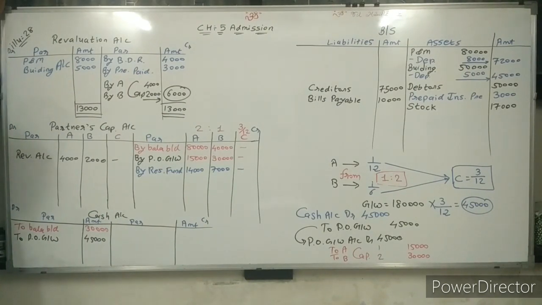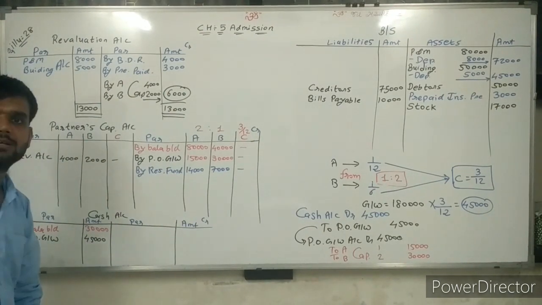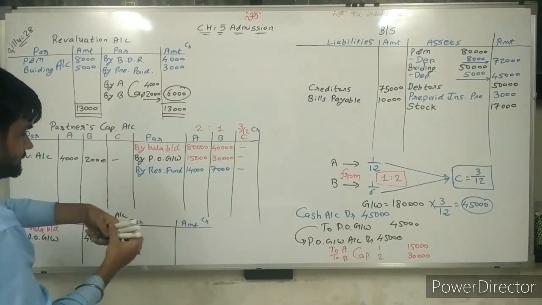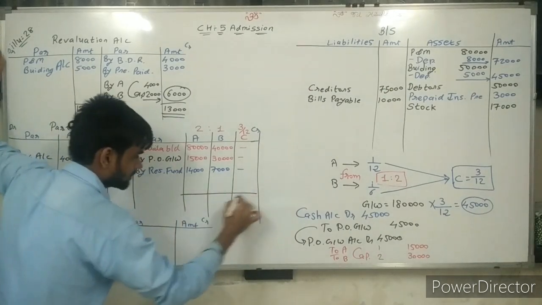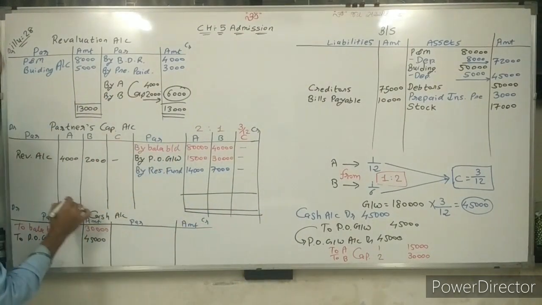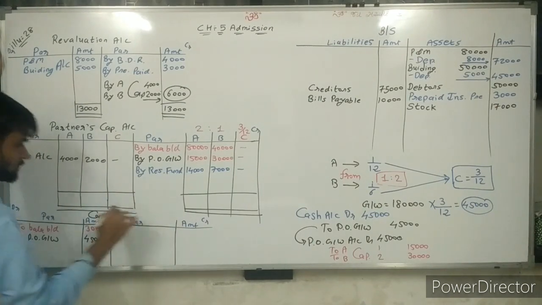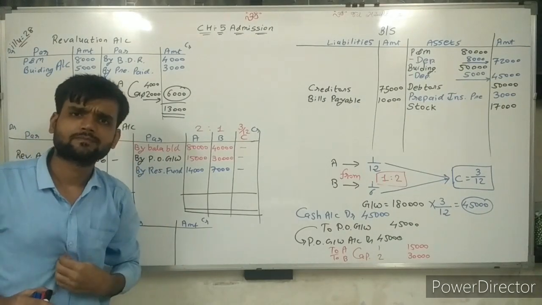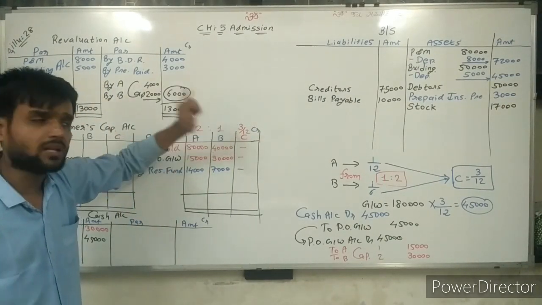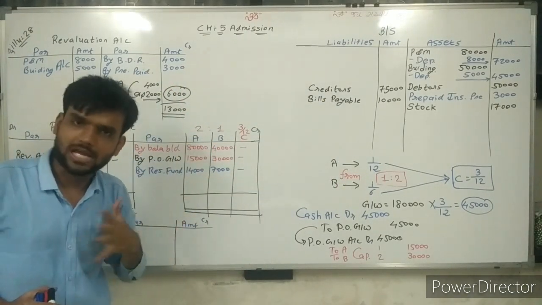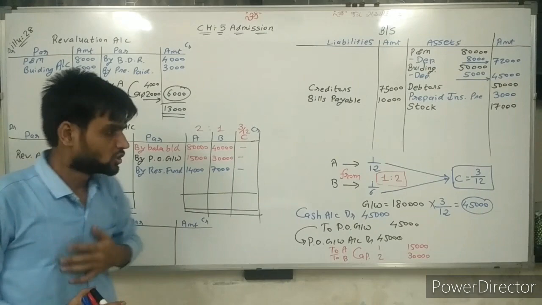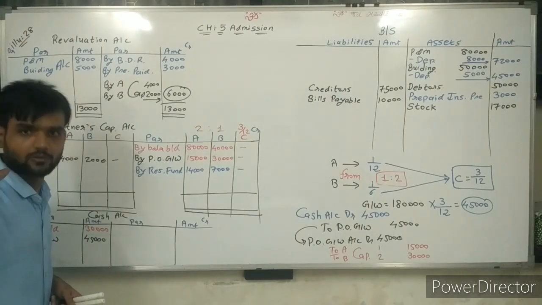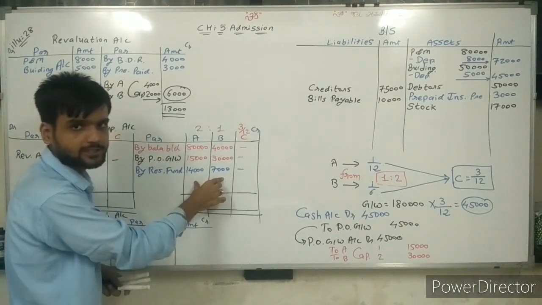Now, most important topic. We don't know how many rupees will be brought by C, but we know one thing. His portion is 3/12. That portion will be brought by C. That we know very well. So first of all, we are closing the accounts of A and B only.